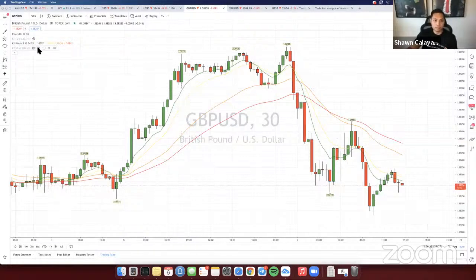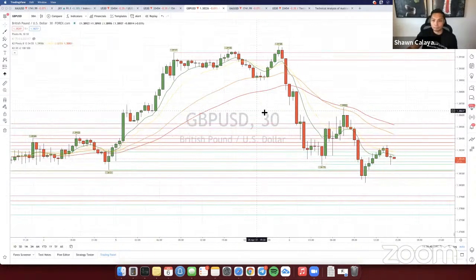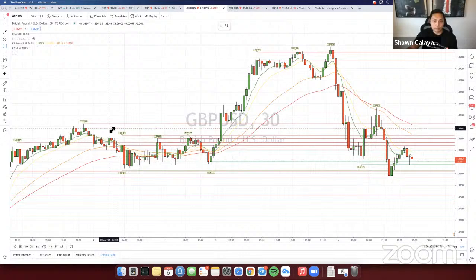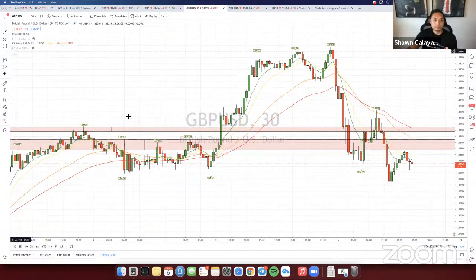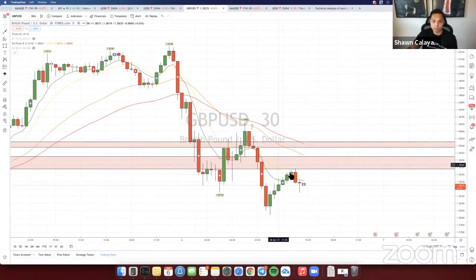Here, let's see if there are any entries. Yeah, like right here, that's perfect. So let me mark the most recent entries and draw these zones. We have a zone right here, and another zone right here. And then I'll just turn this off. Okay, so this is where price currently is.